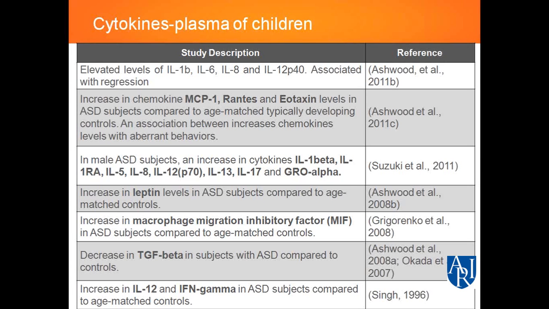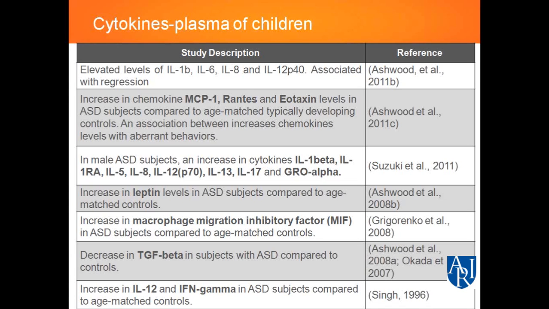Now, a few hundred papers are now available looking at various elements of the immune system. Here is a list of cytokines, mostly from Paul Ashwood and his group at the MIND Institute at UC Davis, finding a number of elevations in the peripheral immune system, in the blood, in children with autism, elevated levels of IL-1B, IL-6, IL-8, and so on.